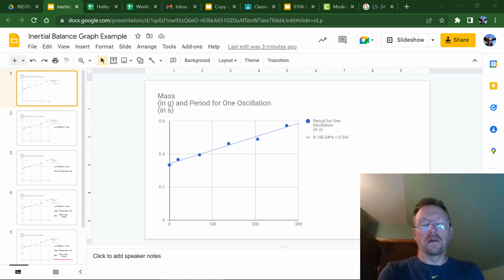So I put together a graph, a scatter plot that you can see here on the slide in front of me. Just like you have, it has the mass listed on the x-axis and the period of a single oscillation on the y-axis. So I've created the scatter plot from a data table. I can see the fit is pretty good for that linear trend line because I added that linear trend line. And then I also added the equation right here.